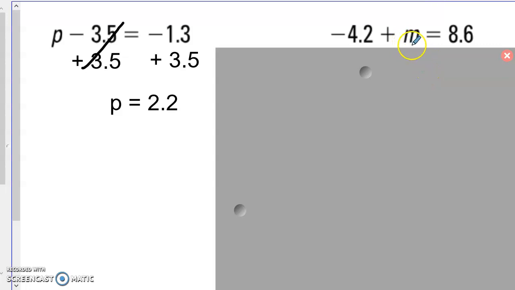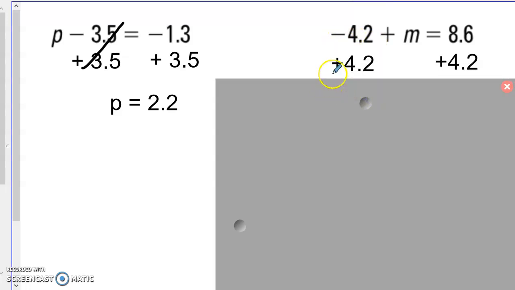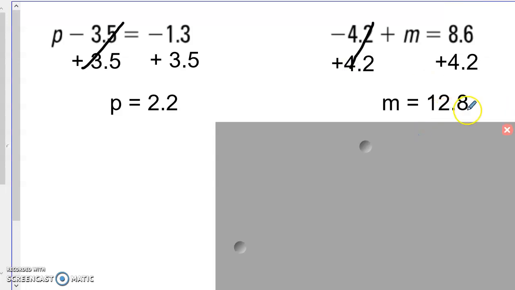Second one here, again, go to the side with a letter on it. I'm adding a negative 4.2. So a lot of students think, oh, that means I subtract 4.2. But subtracting 4.2 on both sides isn't going to undo that negative 4.2. What you actually need to do is add 4.2 to both sides, and then that would cancel the 4.2 on this side. And then 8.6 plus 4.2 would give you 12.8.